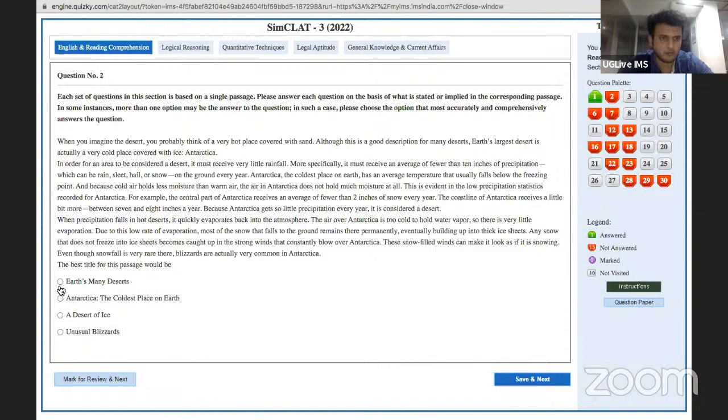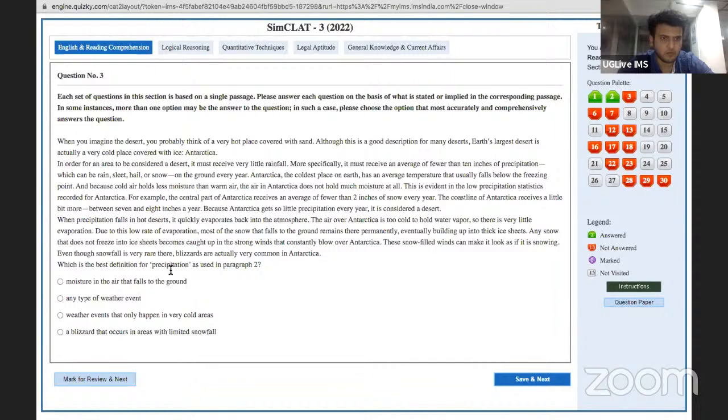Best title for this passage: Earth's many deserts, Antarctica the coldest place on Earth, desert of ice, unusual blizzards. Unusual blizzards again, last one, so A and D cannot be right. Between B and C, Antarctica the coldest place on Earth, but then it is not talking about desert, so I think this would be the correct option.